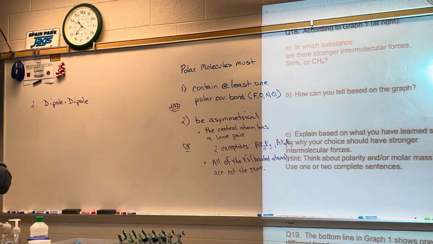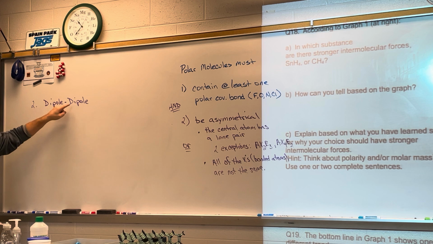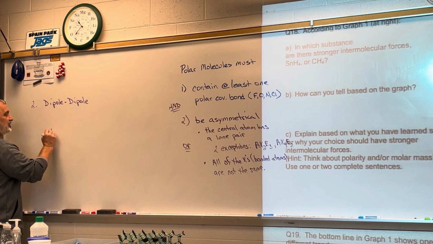The attraction between the oppositely charged portions of two or more polar molecules. Okay, between what type of molecules? Polar. Dipole, that means polar, two poles. Polar attracted to polar, okay? So this is the attraction between polar. So non-polar molecules will not have dipole-dipole attractions, okay? So this is where we have HCl.